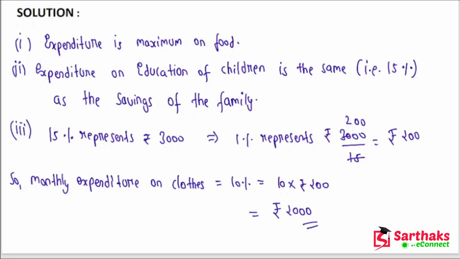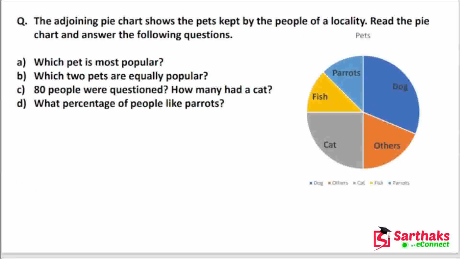Let us take another question which shows how to read this particular pie graph, so that we can strengthen this method. This question says that the adjoining pie chart shows the pets kept by the people of a locality. We have done a survey in a locality of how many people keep parrots, fish, etc. Read the pie chart and answer the following questions. We can already see that the maximum number of people like to keep dogs, then second cats, and then fish and parrots.